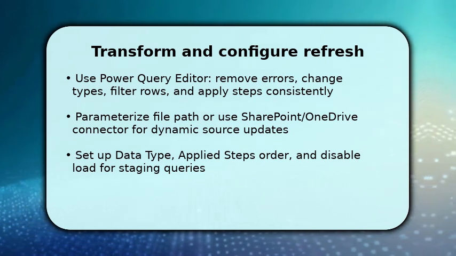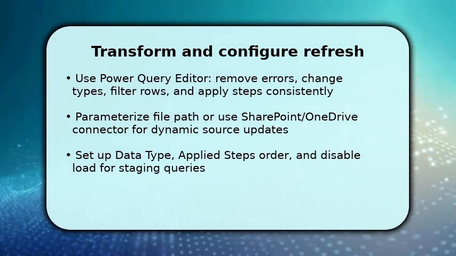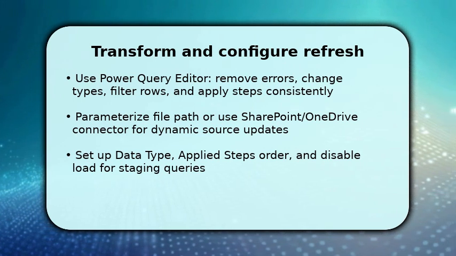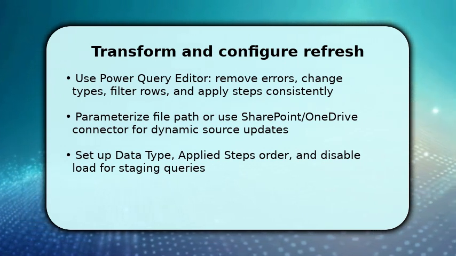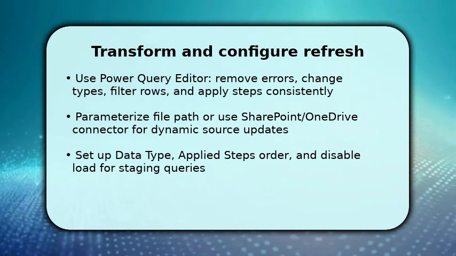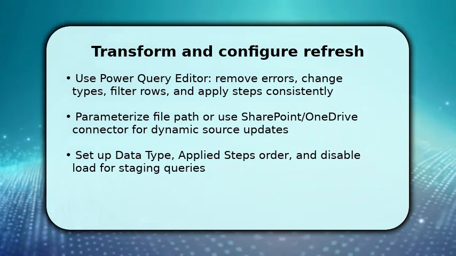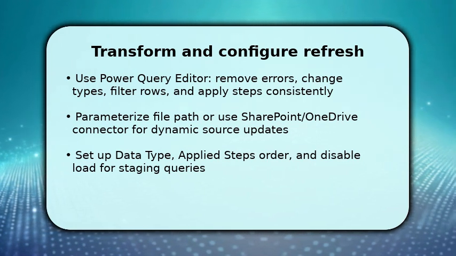If you expect file name or location changes, parameterize the file path or use the SharePoint/OneDrive connector to keep links stable. Make sure query dependencies and applied steps are ordered logically. Disable load on intermediate staging queries. After this, close and apply so the dataset reflects the transformed model.